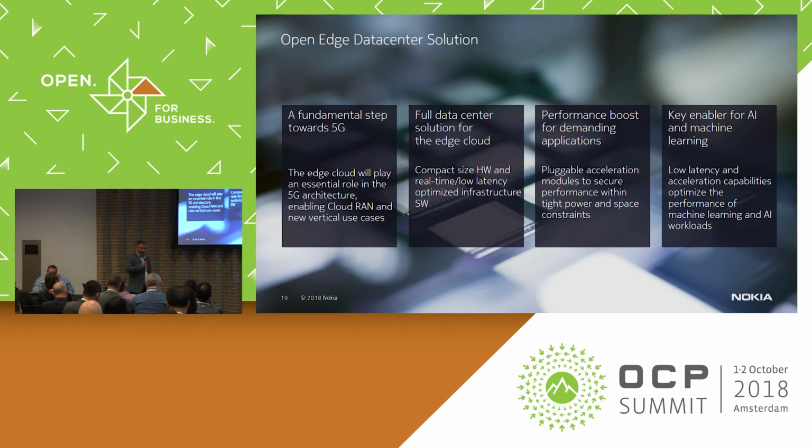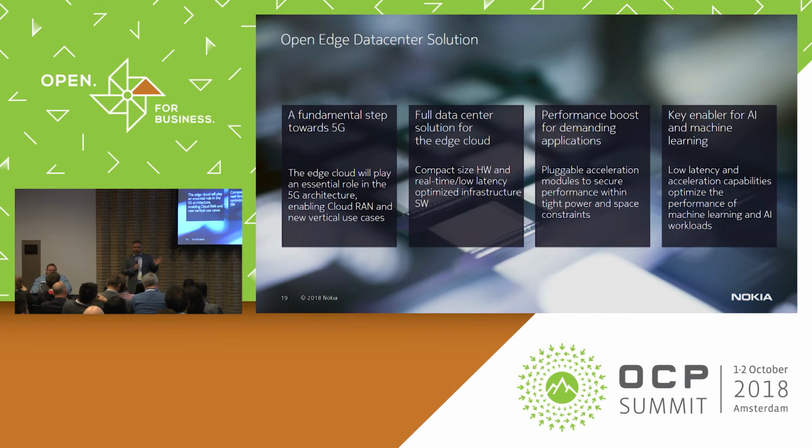So, summarizing the open edge data center solution: we see that the edge cloud is critical. When we are moving towards 5G, we basically cannot avoid building edge cloud capabilities. We need to make it very compact, very easy to manage, very powerful, so utilizing hardware acceleration whenever needed. Hardware acceleration needs to be pluggable. It cannot make the solutions proprietary. So the open architecture needs to enable all of that.